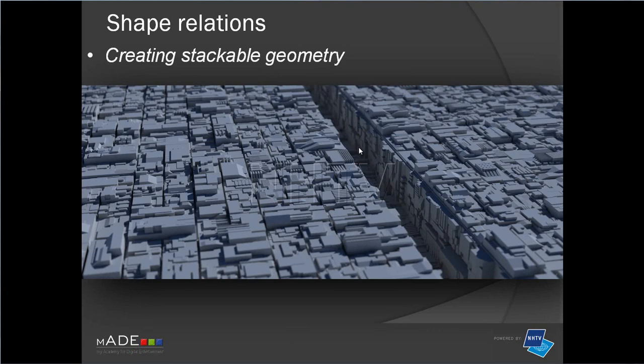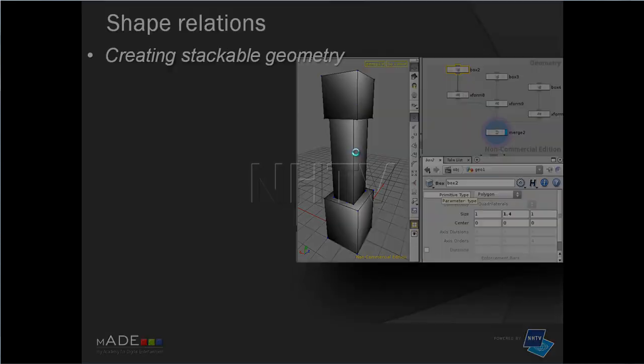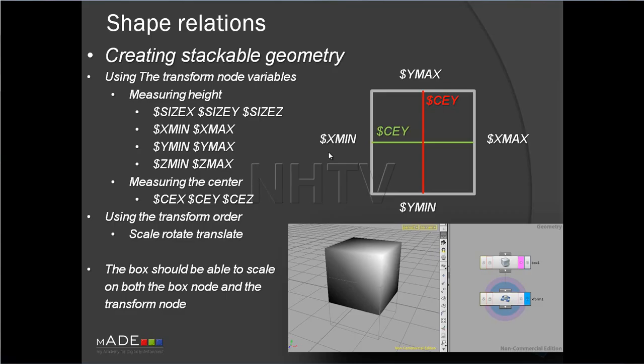So creating stackable geometry, I'm gonna skip through a few things, and we're gonna need some variables. The variables that we need are a set of variables concerning the bounding box. So we have the y max value, the y min value, x min value, x max value. You have that also in the z direction, as you can see in world space over here: z max and z min. So these are showing you in world space where the boundaries of this shape are.